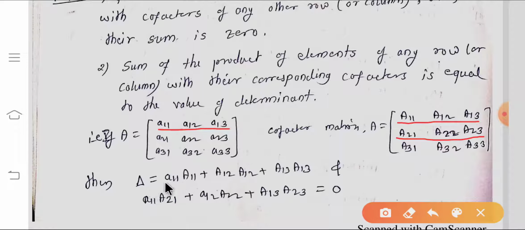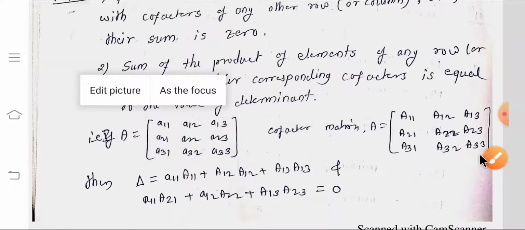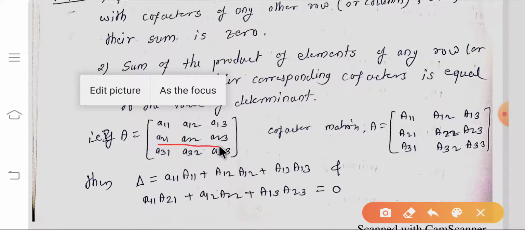That is delta equal to A11 plus A12, plus A13. This sum is the value of the determinant. We can take any row or column, not only the first row or first column. If we take a row with respect to the cofactor matrix of the same row, the sum is equal to the value of the determinant. And if we take this row with respect to another row's cofactors, the value should be 0.